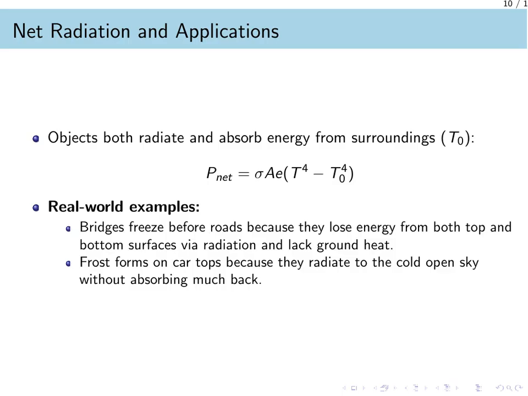In reality, objects both radiate energy and absorb it from their surroundings. The net power lost or gained is the Stefan-Boltzmann constant times the area and emissivity, multiplied by the difference between the object's temperature to the fourth power and the surrounding temperature to the fourth power. This explains why bridges freeze before roads. They lose energy from both top and bottom surfaces and lack the heat reservoir of the ground. Similarly, frost forms on car tops because they radiate energy to the cold open sky without receiving much back.